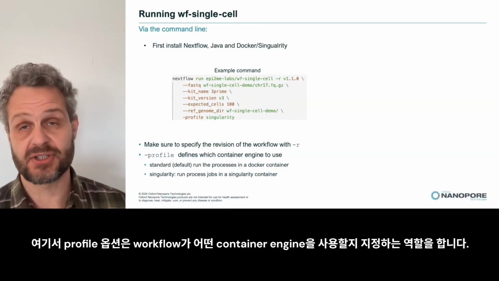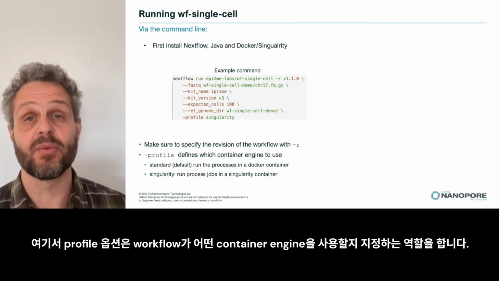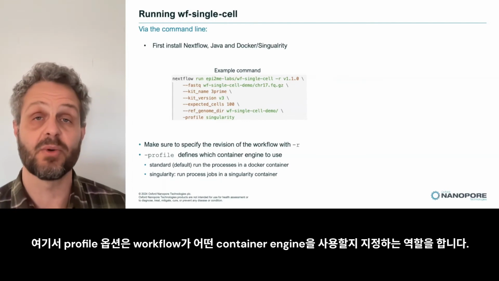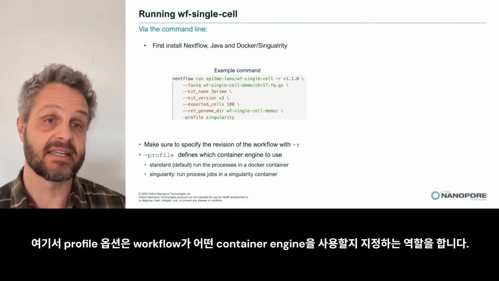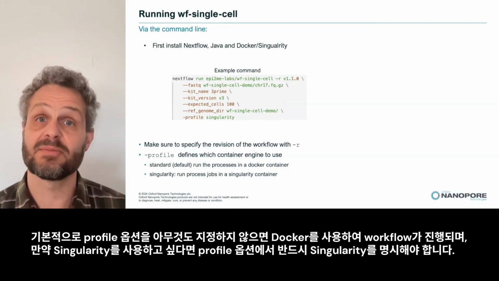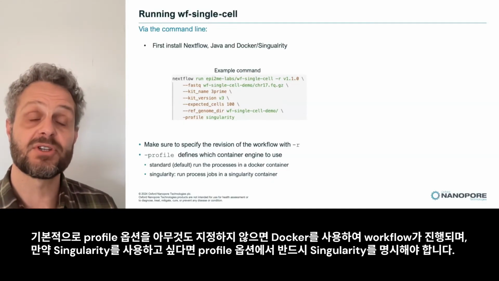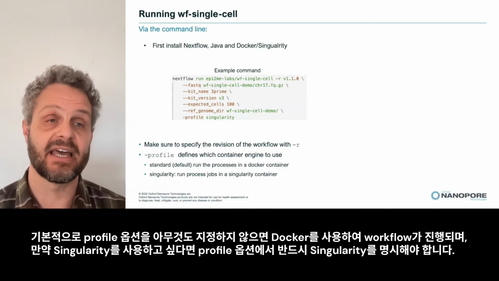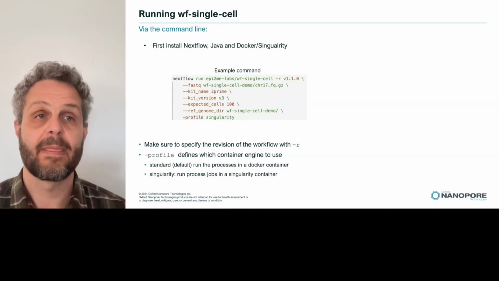So the profile just tells the workflow which container engine we want to run all our processes in. By default, if you leave the profile blank, it will attempt to use Docker. But if you want to use Singularity, you specify it there with the profile option.